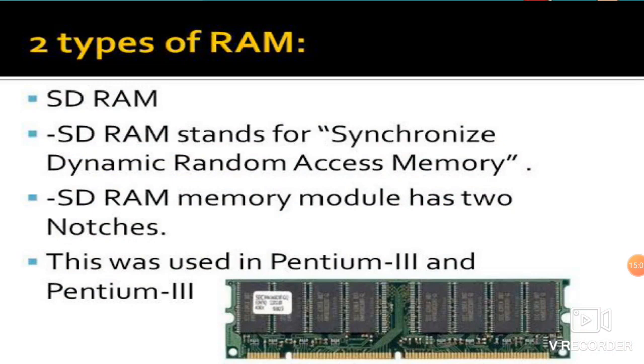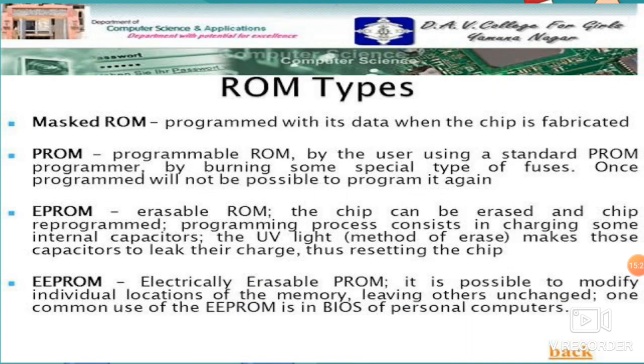Now the second, again, RAM, SRAM and DRAM. I have already told you about this. Now, parts of ROM. ROM can be classified into three parts: PROM, EPROM, EEPROM. PROM means programmable read-only memory. EPROM means erasable programmable read-only memory. EEPROM means electrically erasable programmable read-only memory.